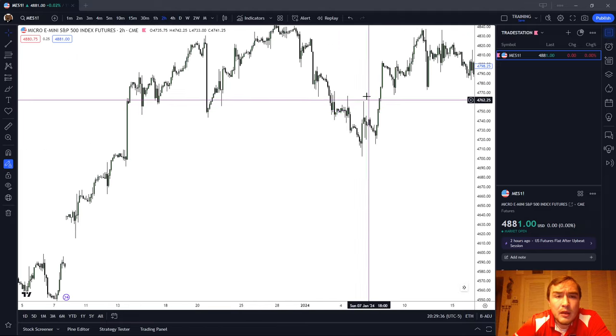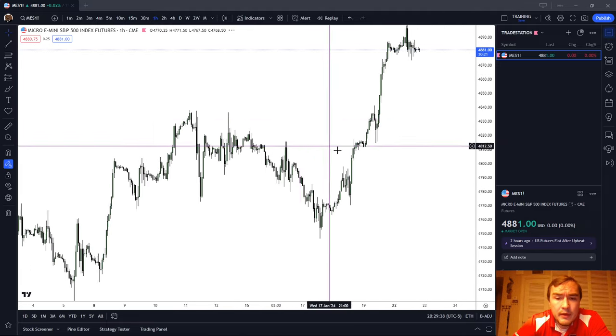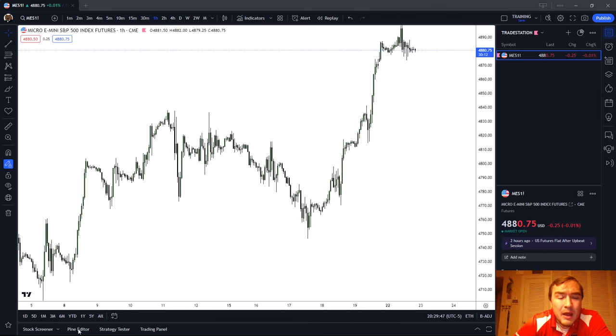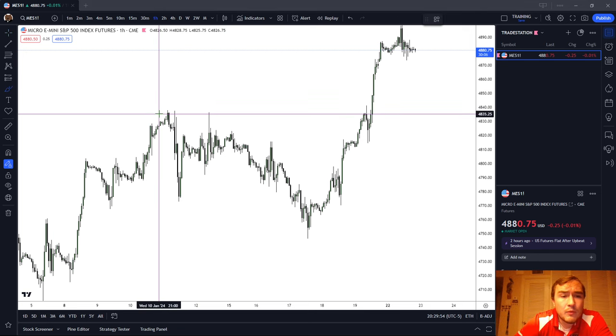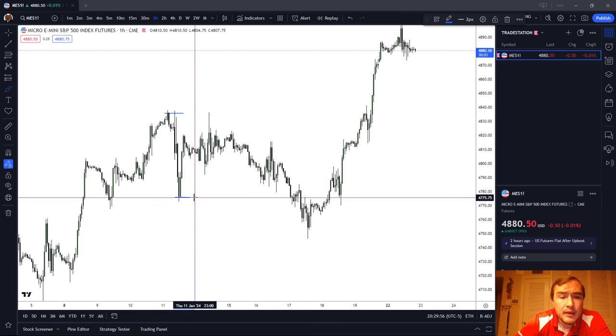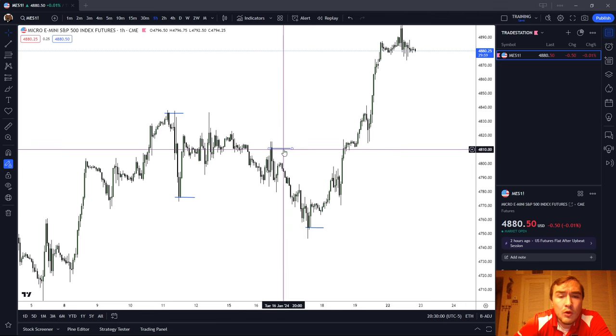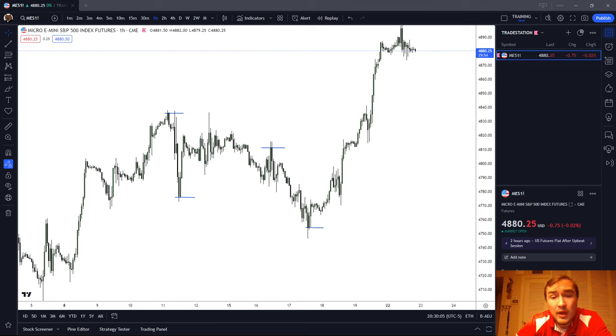The rejection block on any given time frame is the last open or the last body of the candle. So it could be the close of a down candle or the open of an up candle. But it's the last body of a candle before the market pivoted. Okay, that's a rejection block. So for example, rejection block here, rejection block here, rejection block here, and up here as well. Again, we're only looking at the last candle body as opposed to the candle wick to identify a rejection block.